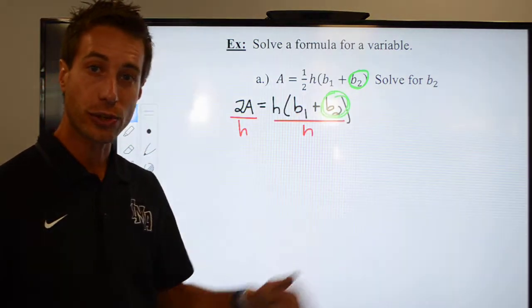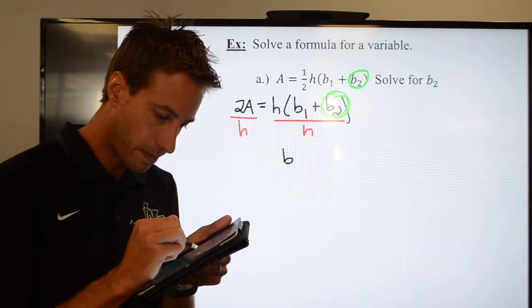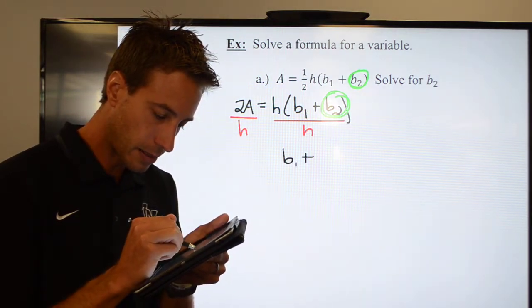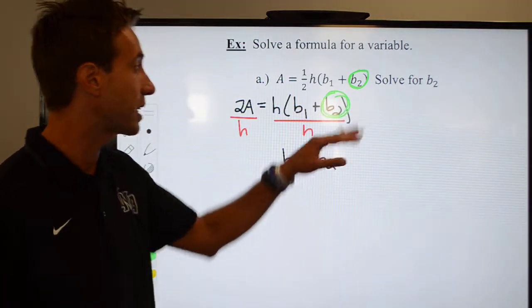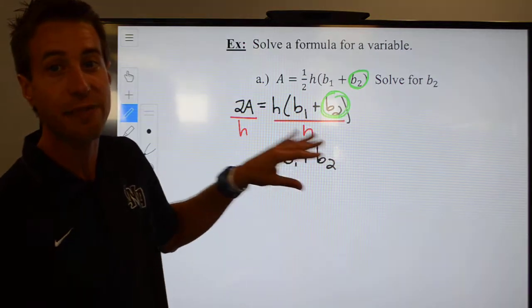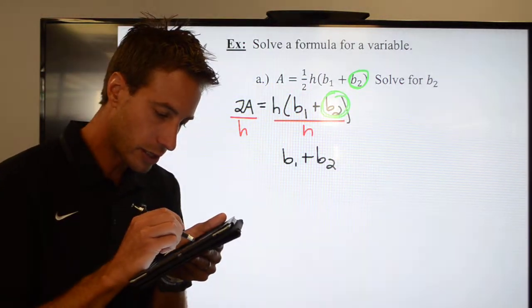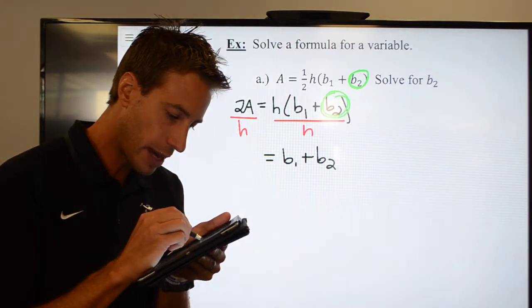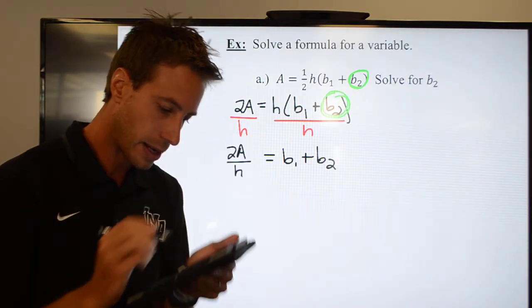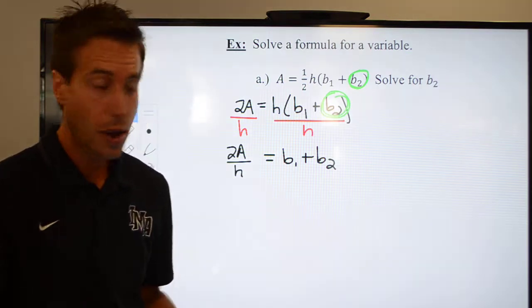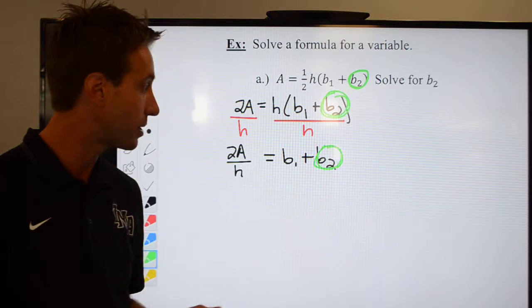Over here, the h's will cancel each other out. That'll leave me with b1 plus b2. I no longer need the grouping symbols because these are the only guys left on this side of the equal sign. I've moved everything else over, so this is all equal to 2a all over h.